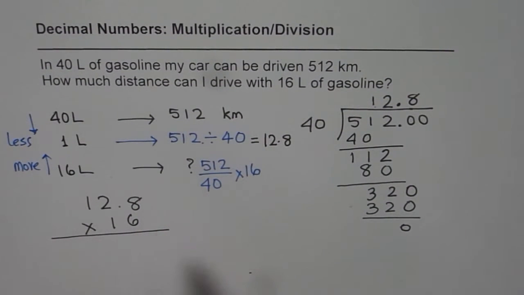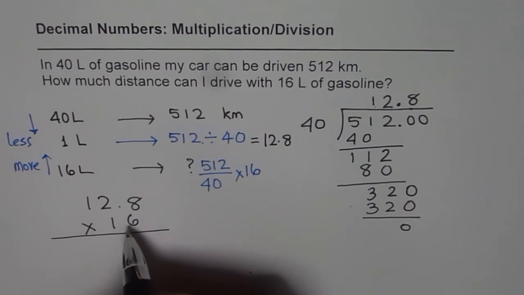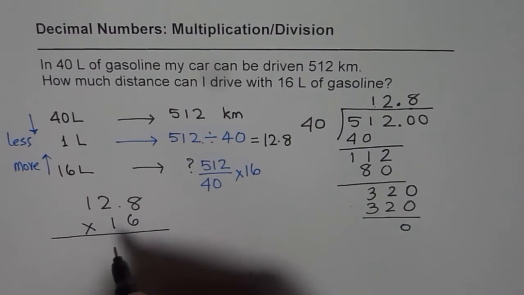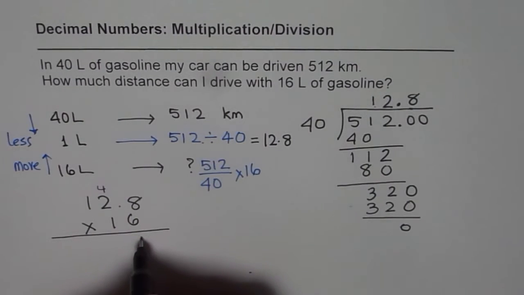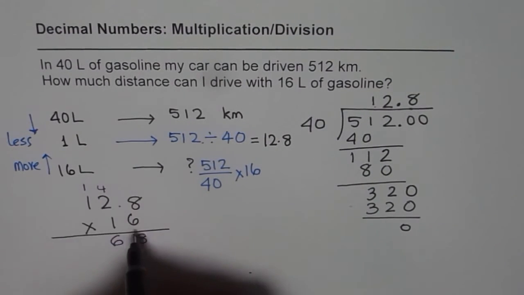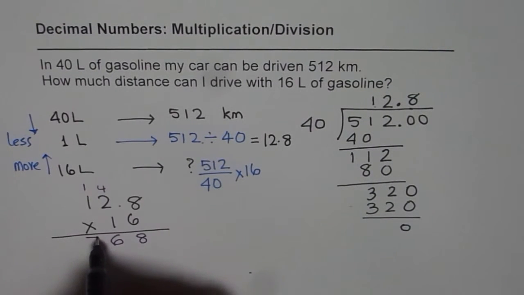Think there is no decimal and multiply. That makes it simpler. Okay, 6 times 8, 6 is ones place. 6 times 8 is 48, so it is 4 and 8. 6 times 2 is 12. 12 plus 4 is 16. 6 and 1. 6 times 1 is 6 plus 1 is 7.